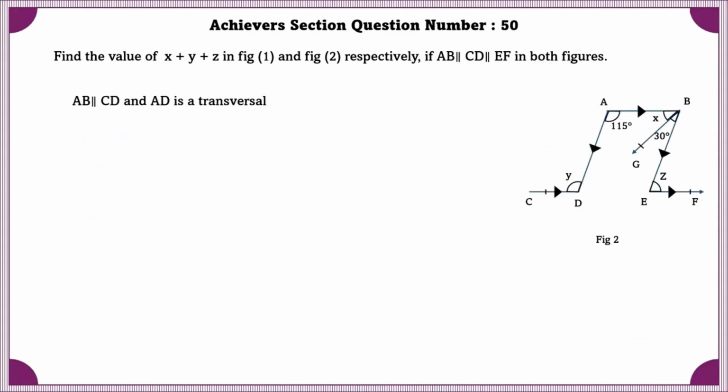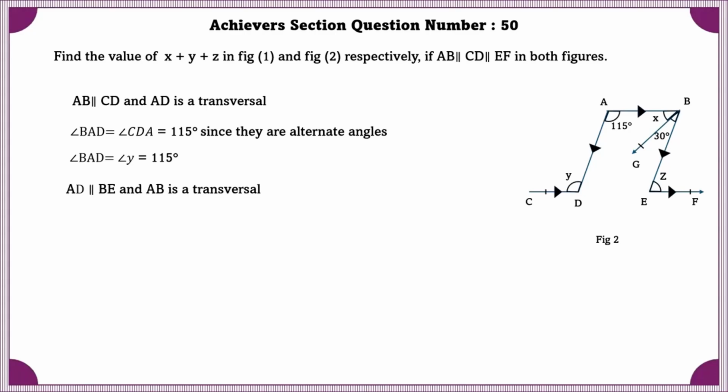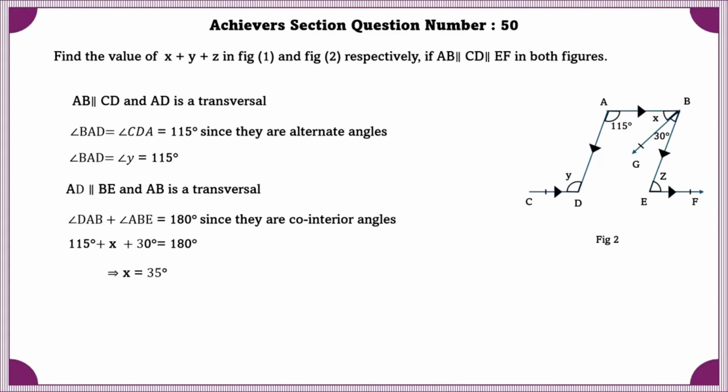Figure 2. AB is parallel to CD and AD is a transversal. Angle BAD is equal to angle CDA, which is equal to 150 degrees since they are alternate angles. Angle BAD is equal to angle Y, that is 150 degrees. AB is parallel to DE and AB is a transversal. Angle DAB plus angle ABE is equal to 180 degrees since they are co-interior angles. So, X is equal to 35 degrees.